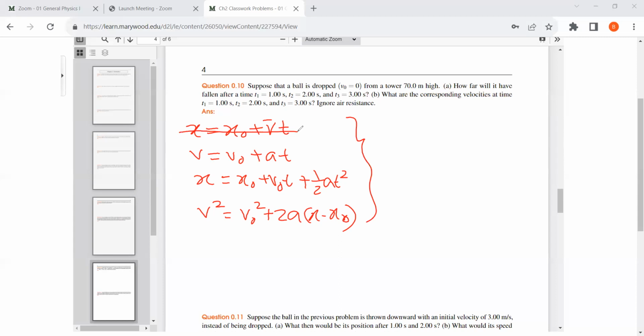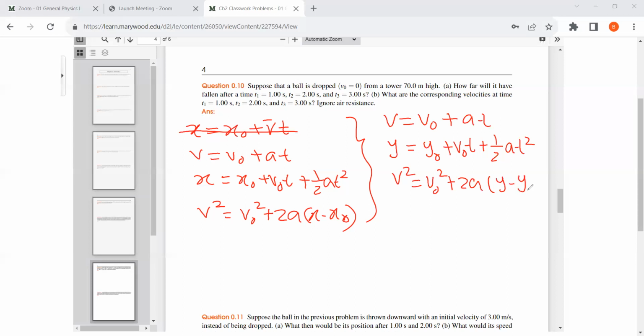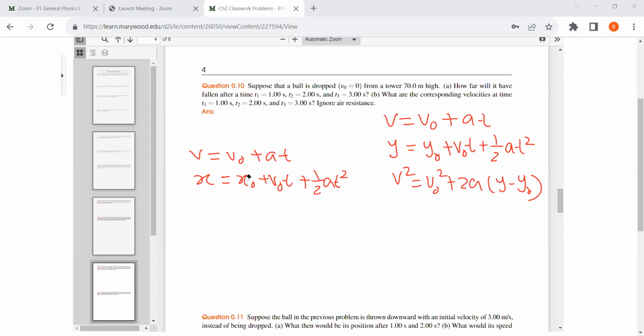Let me write these down. v equals v0 plus at, and then y equals y0 plus v0t plus half at squared, and then v squared equals v0 squared plus 2a(y minus y0). Here I just replace x by y, because free fall is always along the y direction. Let me erase the first set of kinematic equations.